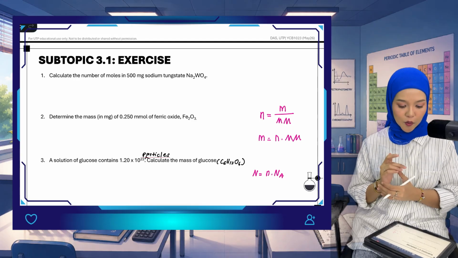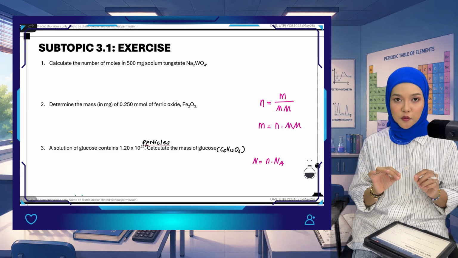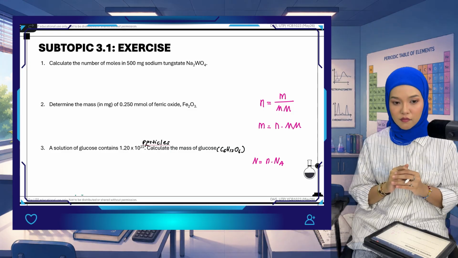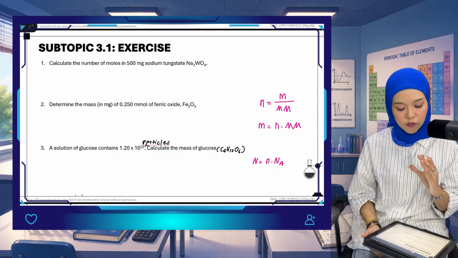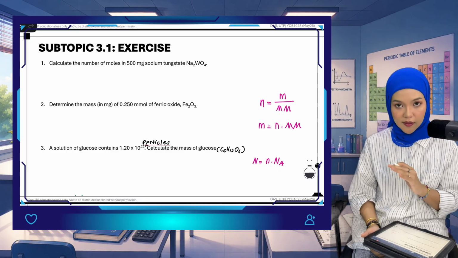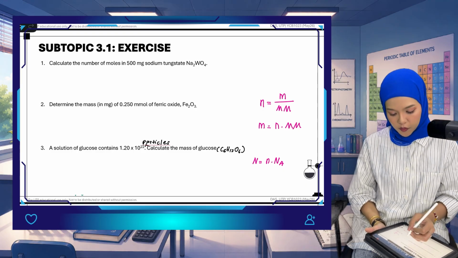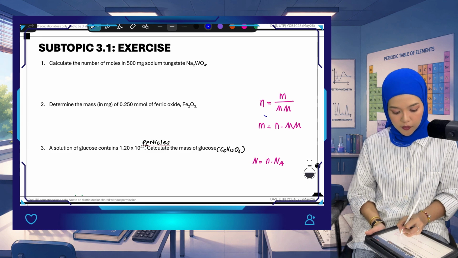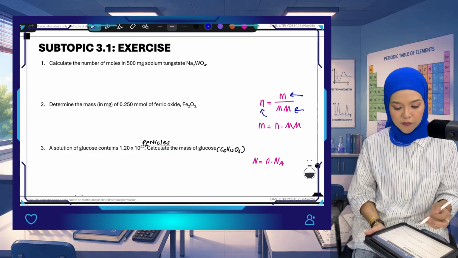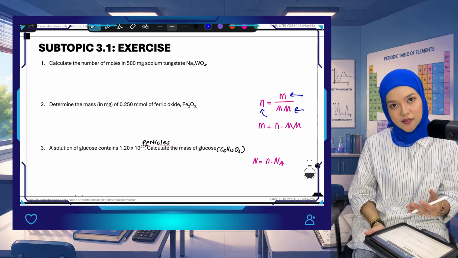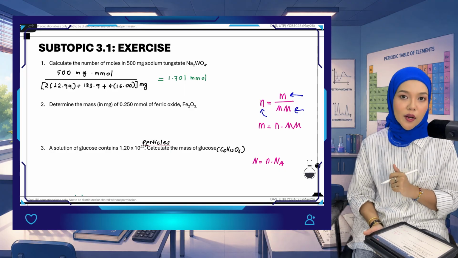Let me ask you a quick question about this exercise. Maybe you can pause this video and try the first question. It asks you to calculate the number of moles in 500 milligrams of sodium tungstate. Given is the mass, so you want to find the mole. We know that moles can be found from this formula: mole equals mass divided by molar mass. So what is your answer? Did you get the same answer? The answer is 1.701 millimole.